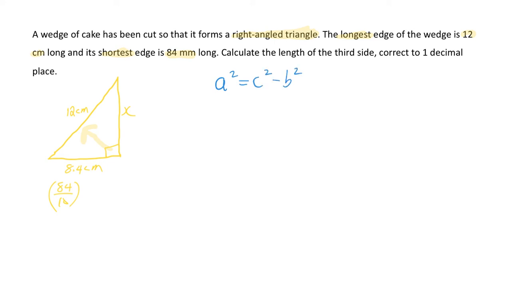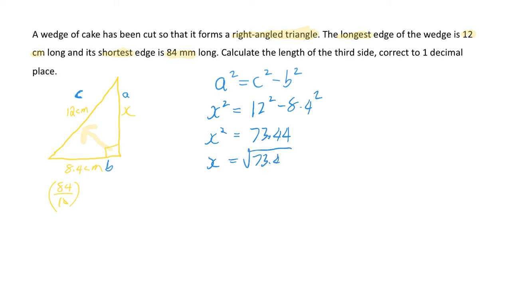Once I've done that, I can go ahead and substitute in my values. So 12 is going to be c because it's the hypotenuse, and the hypotenuse is always c in a right angle triangle. B is going to be 8.4, and a is going to be x. So substituting in, x squared is equal to 12 squared minus 8.4 squared. So putting that into my calculator, x squared is equal to 73.44.